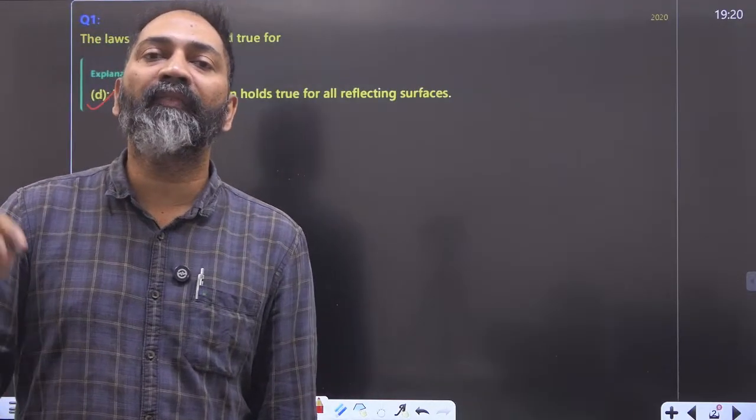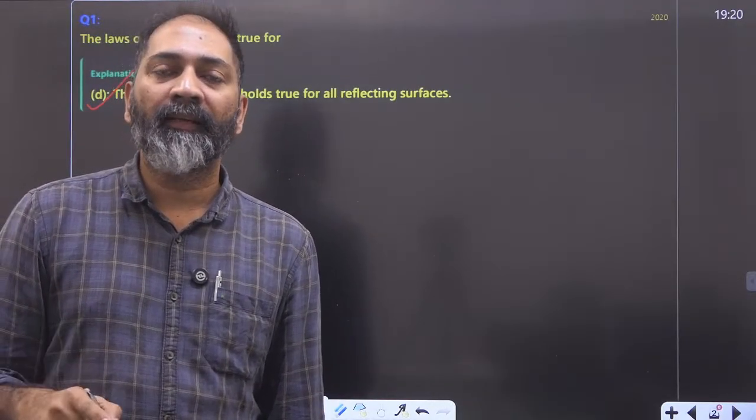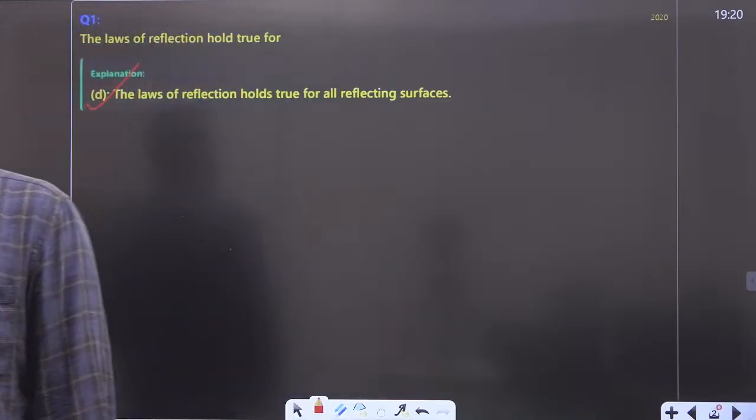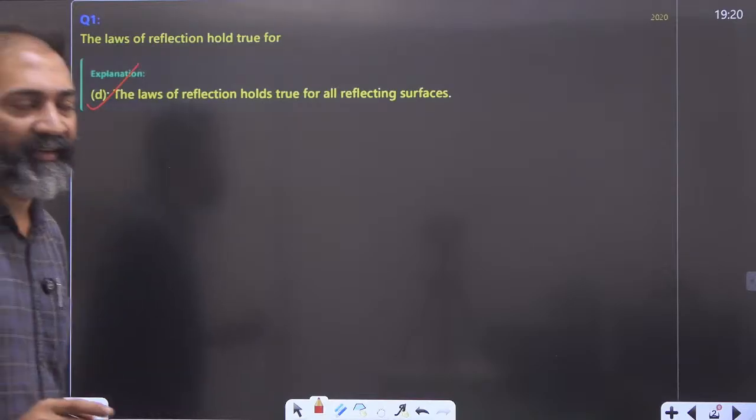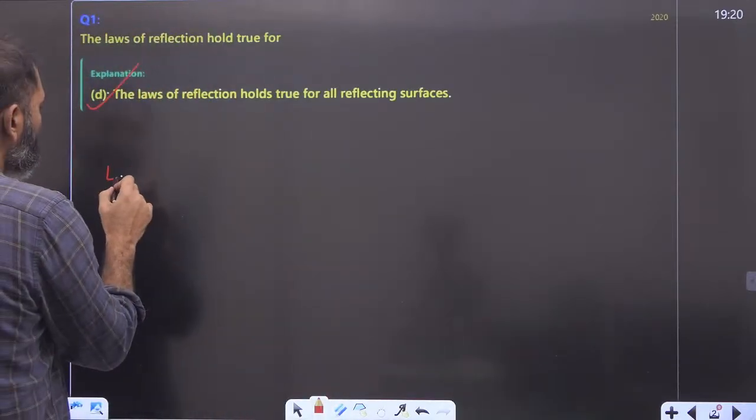What are the laws of reflection? Incident ray, reflected ray, normal, all should lie on the same plane. Angle of incidence is equal to angle of reflection. What are the laws of reflection?